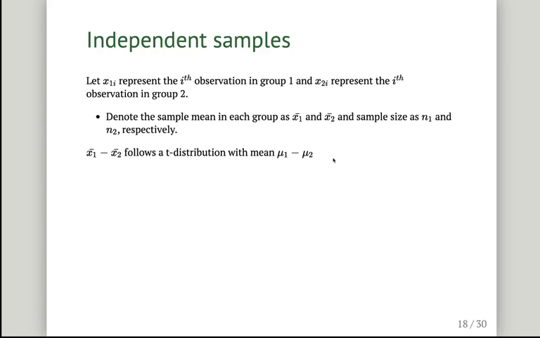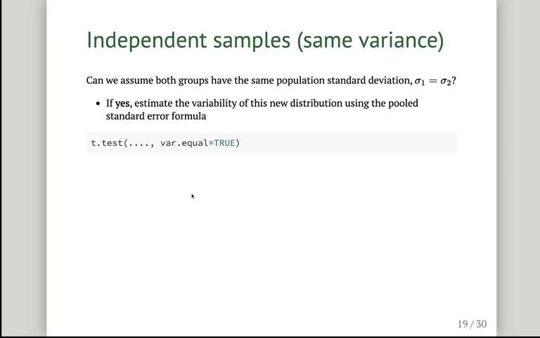Now it turns out that this difference in the sample means follows a t-distribution, which means we can use a t-test on it. The wrinkle comes with the standard error. So how are we going to calculate that? Depending on what assumptions we're willing to make, there are actually two choices for this.